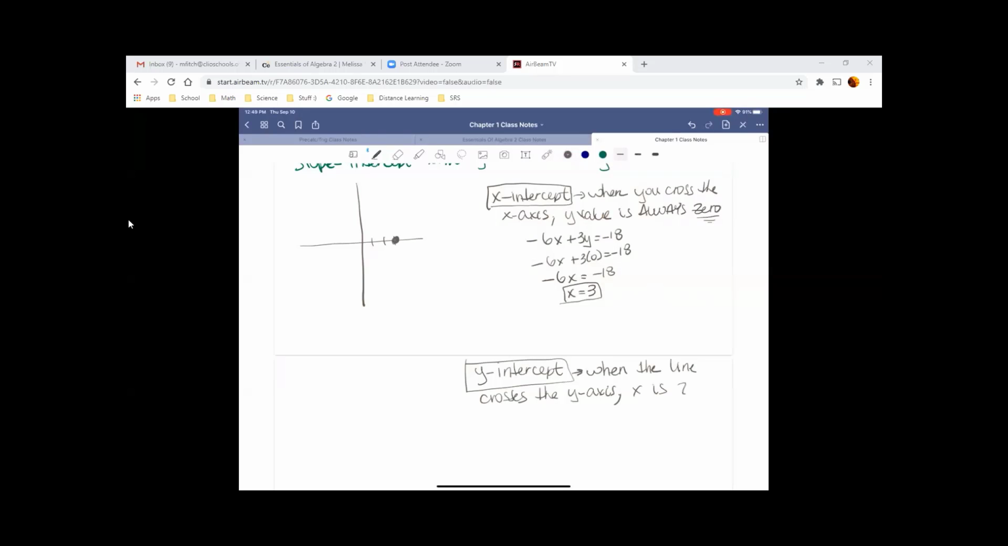X is 0. So now I can look at that equation again. Negative 6x plus 3y equals negative 18. And if I want to find where it crosses the y-axis, what am I going to do? Substitute x for 0. Yeah, make x 0 now. Plus 3y equals negative 18. So 3y equals negative 18. Y is going to equal negative 6. Yep.